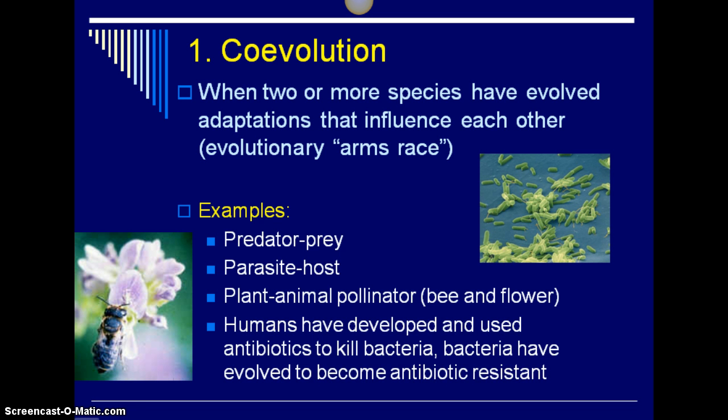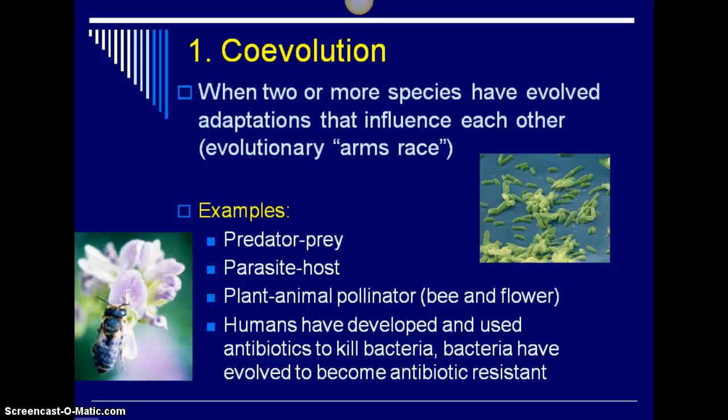Some examples are predator-prey: as a predator changes over time, the prey is also going to change over time. Now, does the prey actually think about it? No, but the ones that are going to survive are the ones that have adapted or have the mutation or have the ability to continue to survive. And that means they are naturally changing based on what the predator is doing. Parasite-host is very similar. Plant-animal pollinator, so bee and flower.